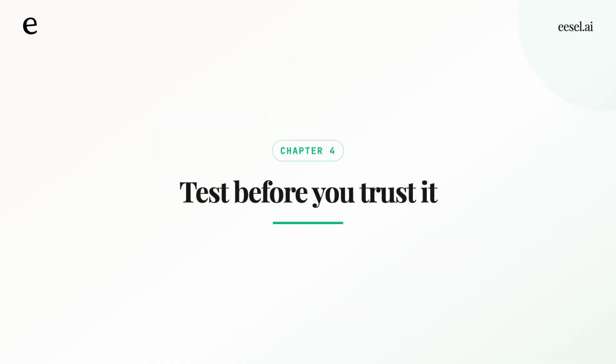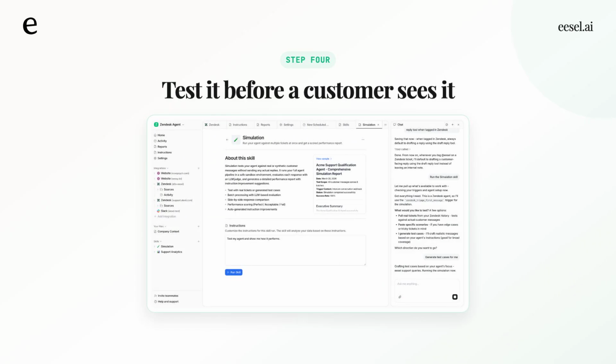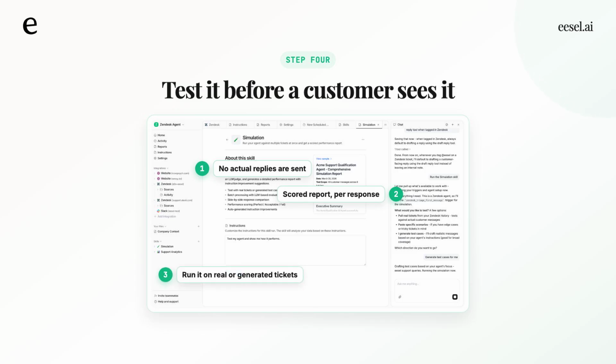The next 2 are what stop a confident wrong answer reaching a customer. Step 4 is the one the canvas builders make you invent. Simulation runs your full agent pipeline in a sandbox against real or synthetic messages, without sending any actual replies. An LLM judge scores each response as perfect, acceptable, or fail, and the report comes back with suggested instruction improvements. That is the confident wrong answer caught before a customer ever reads it.